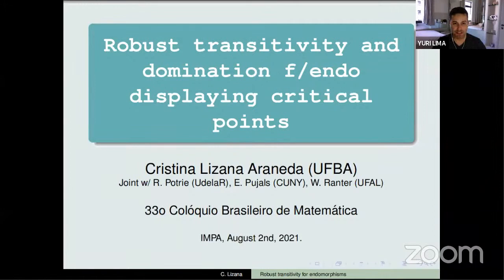I have the pleasure now to present Cristina Lizana. Cristina was a student of Enrique Pujals, and after doing some postdocs and going back to her home country, which is Venezuela, she now holds a position at the Universidade Federal da Bahia. So welcome, Cristina. She will talk about robust transitivity and domination for endomorphisms displaying critical points.